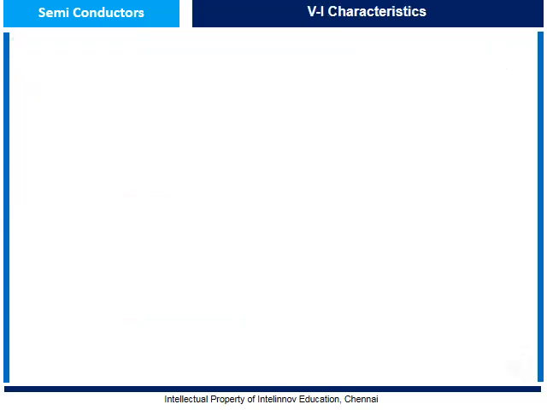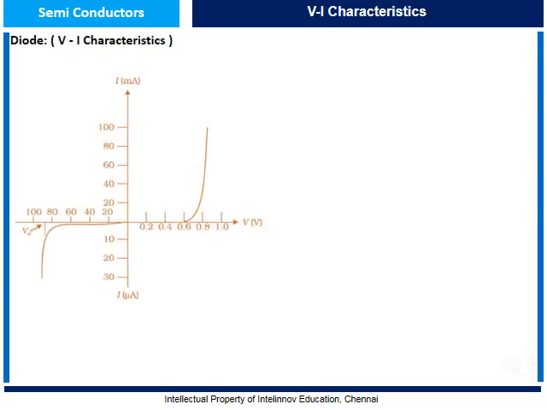Now let us understand VI characteristics of a PN junction diode. Look at the graph shown here. In forward bias condition, I increases very slowly until threshold or cut-in voltage. This is shown in the first quadrant of this graph.